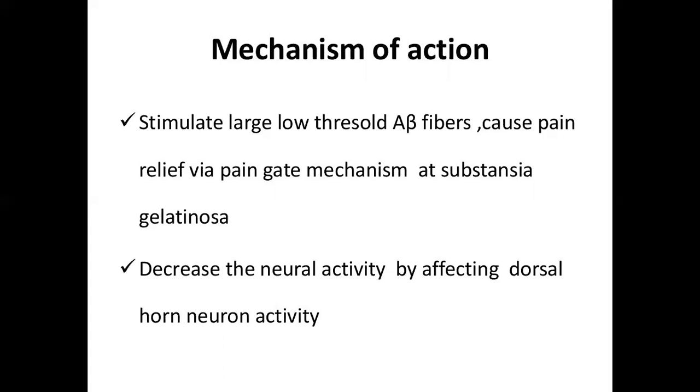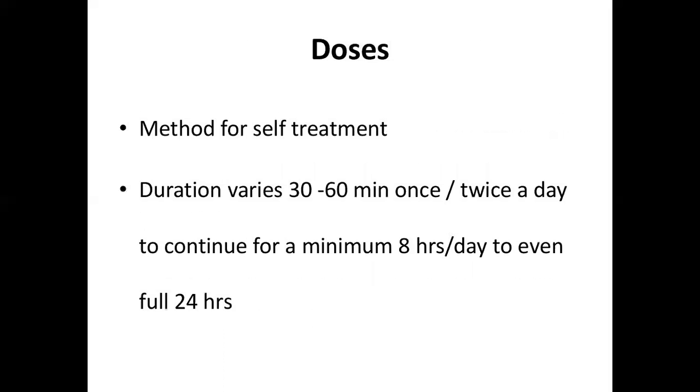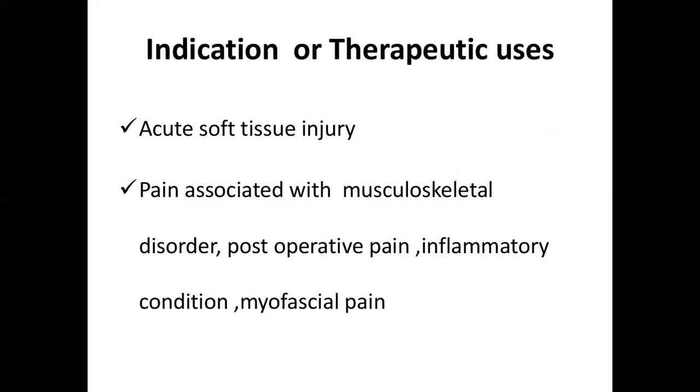It decreases neural activity by affecting the dorsal horn neuron activity. The dose is a method for self-treatment. Duration varies from 30 to 60 minutes once or twice a day, continuing for a maximum of 8 hours per day to even a full 24 hours. Indications for therapeutic use of high frequency TENS: acute soft tissue injury, pain associated with musculoskeletal disorder, post-operative pain, inflammatory condition, myofascial pain.